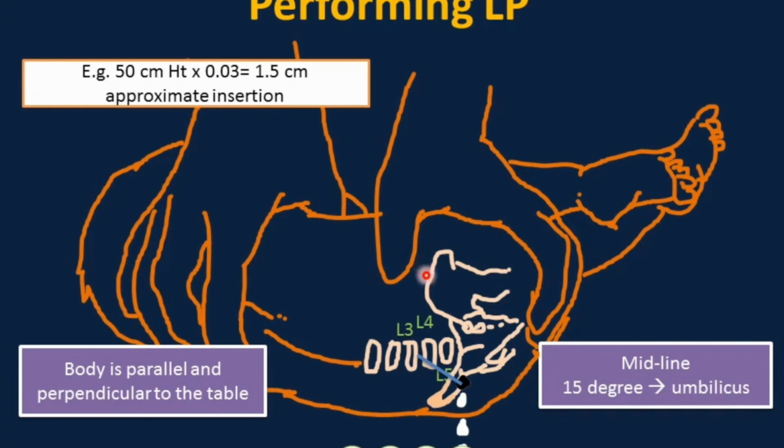Palpate again the superior iliac crest with your index finger, at the same level, parallel to your index finger, using your thumb, palpating the spinous process and using your thumb as a guide to insert the needle 15 degrees towards the umbilicus, and insert the needle exactly in the midline.